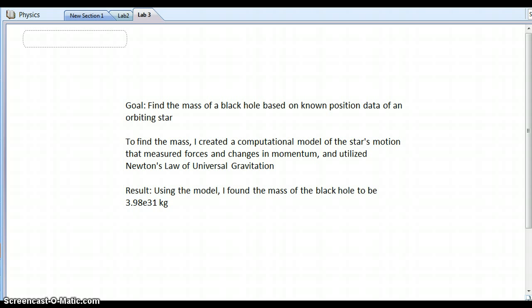The motion of the star was analyzed with a model programmed in VIDLE using data from a file provided. By applying Newton's gravitational force principle and using the connections between the different Fnet components and the dp/dt components, the mass of the black hole was determined to be 3.98 times 10 to the 31 kilograms.